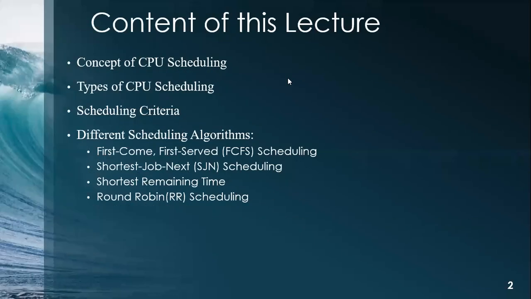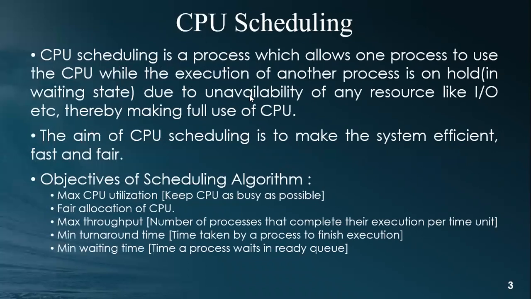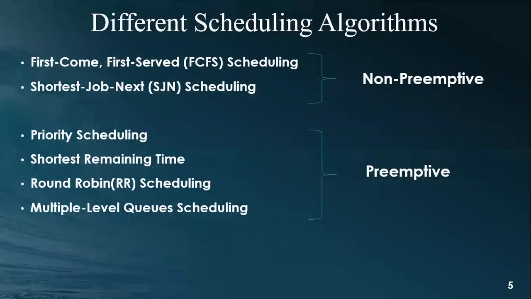There are different scheduling algorithms, but our main focus is these four: first come first serve, shortest job next, shortest remaining time, and round robin. Last class we talked about first come first serve. In first come first serve, the jobs come as they arrive, and the job that comes first gets the CPU first. We calculated the average waiting time and average completion time, the two terms that we have calculated.